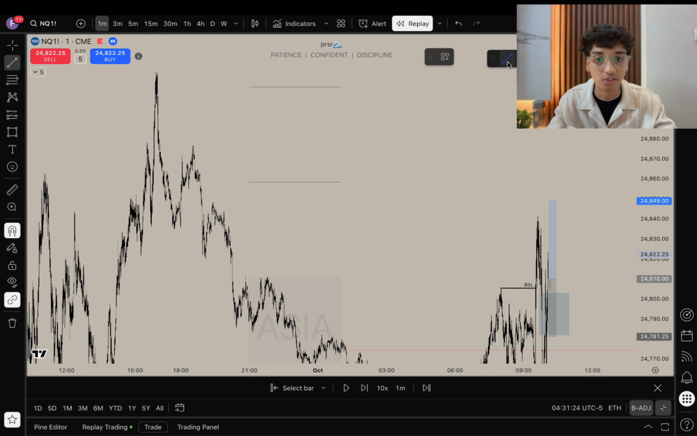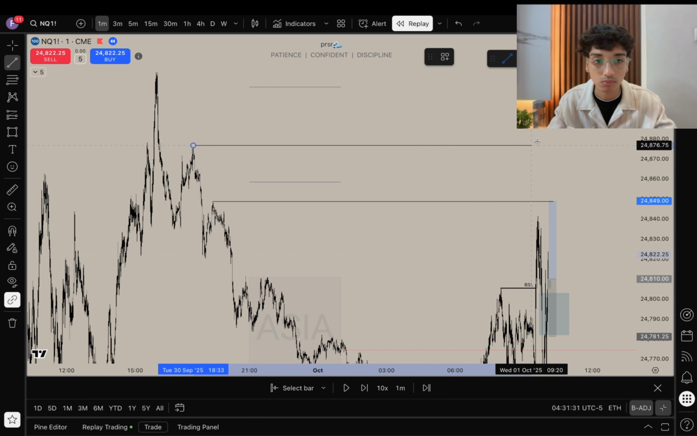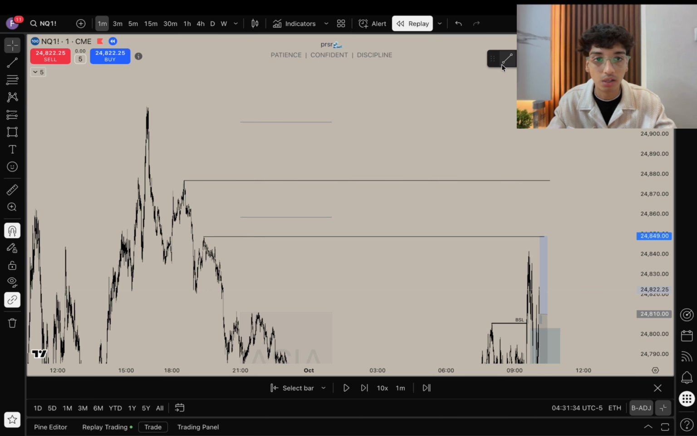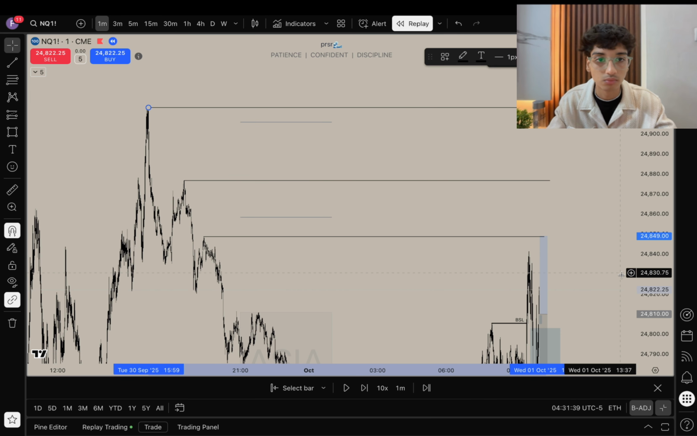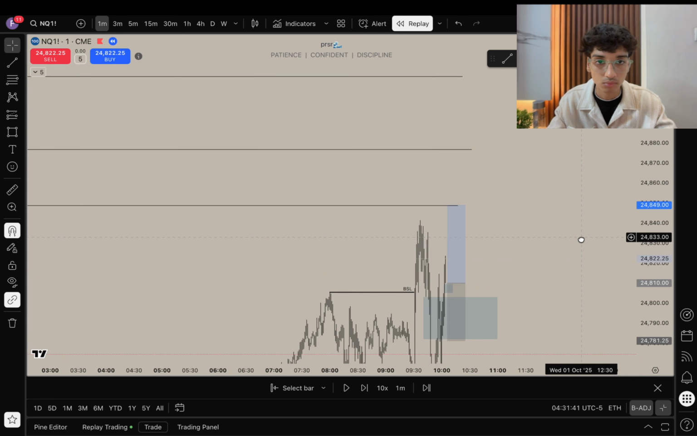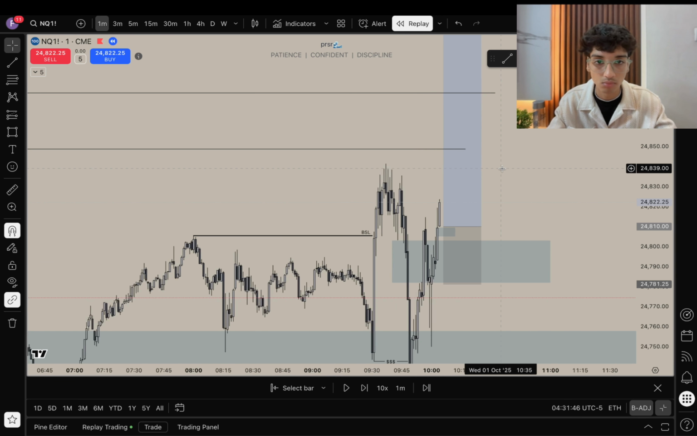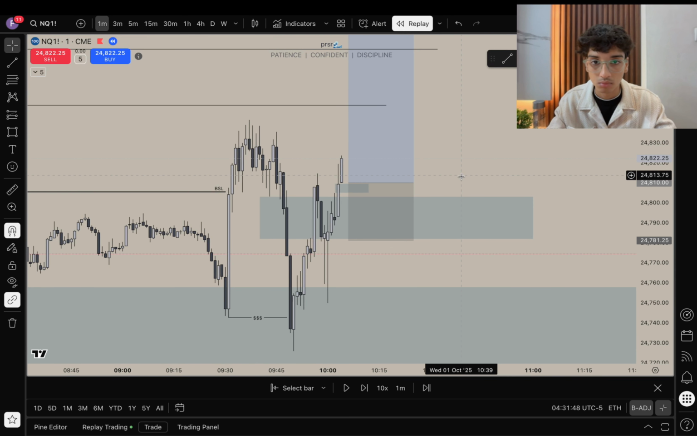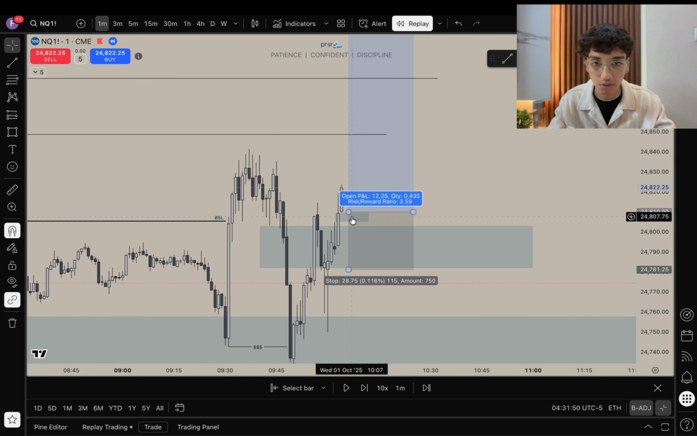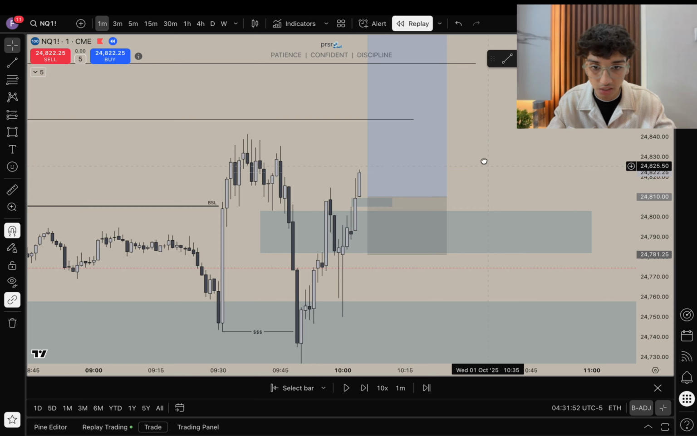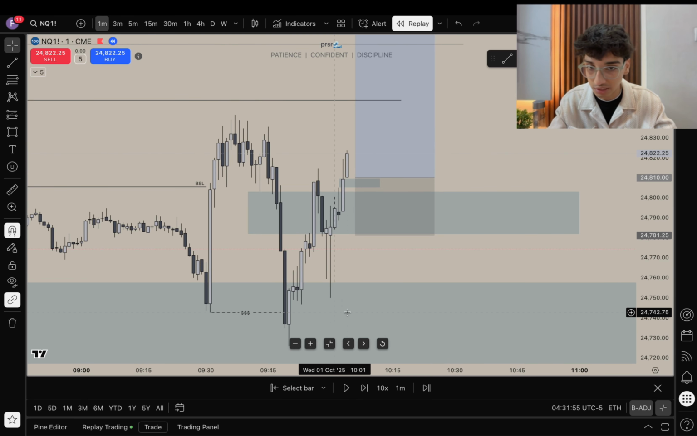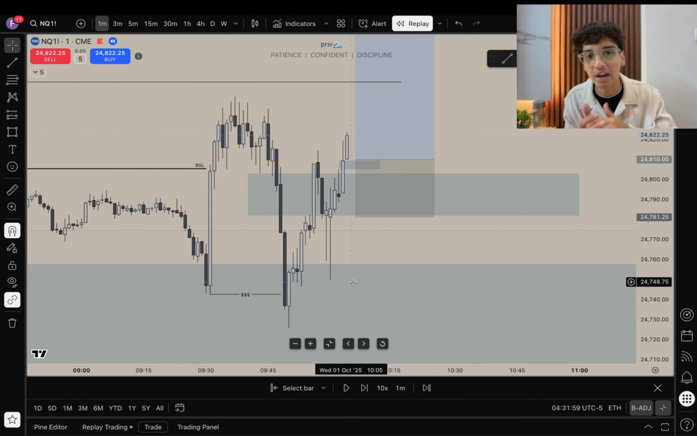Let me mark out the buy side liquidities, guys. This buy side liquidity, this buy side liquidity, and I think this buy side liquidity. I'm just waiting for price to pull back to this inefficiency right here, just because we ended up sweeping internal sell side. That's how I align higher time frame with the low time frame.